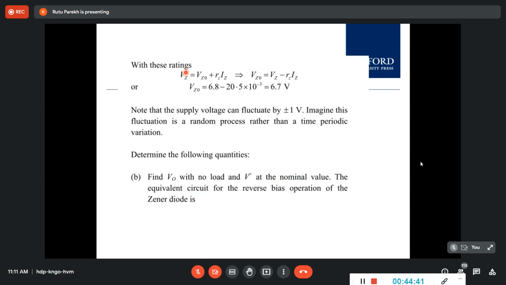VZ0, and you know VZ is equal to VZ0 plus RZ times IZ. VZ was given as 6.8, RZ is given, and IZ is 5 milli. So from that you can find out VZ0. And note that the supply voltage can fluctuate by plus or minus 1 volt. Imagine this fluctuates as a random process. You don't know at what time it will happen.